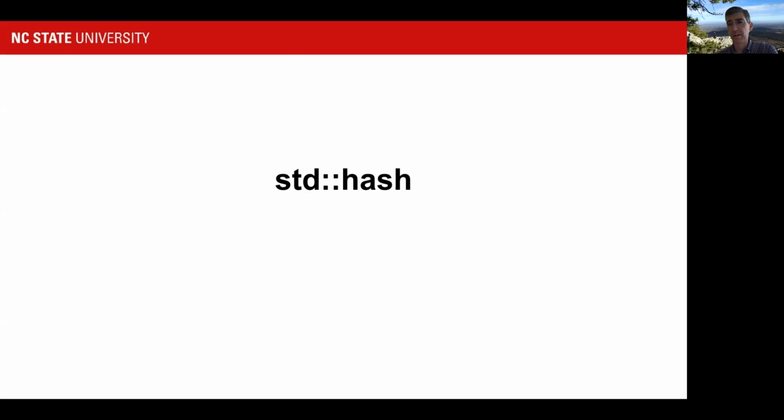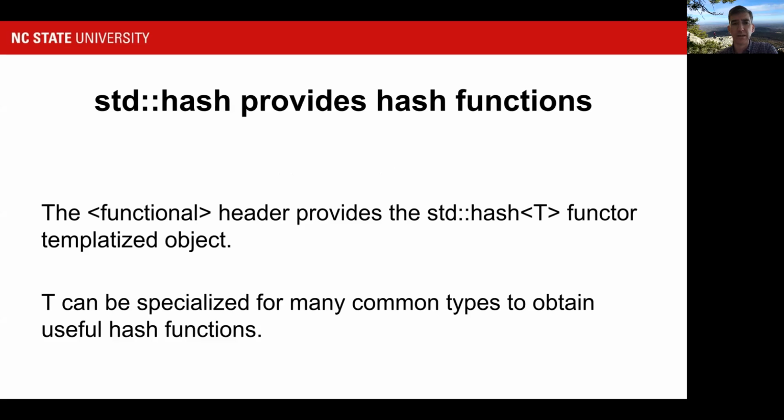One particularly useful functor that you might find helpful if you're implementing a hash table is the hash functor object. The hash is a templatized object. It's inside the functional header, and it provides std::hash<T>, a templatized object. And we can set T to be just about anything, and that will create an object for us of this type that provides a functor that creates a hash index from that object.